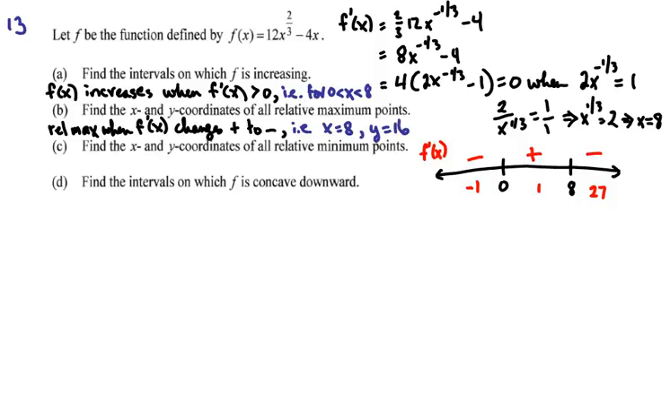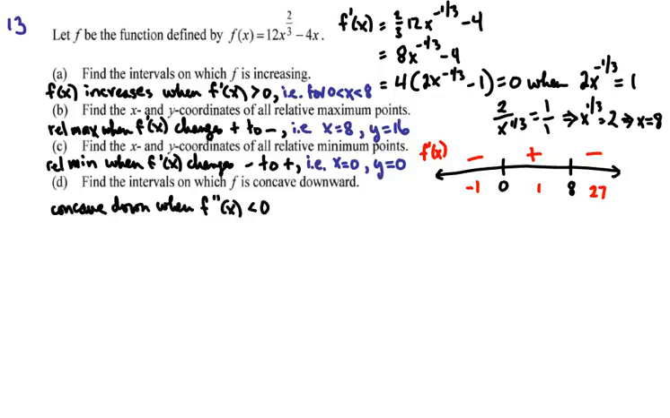Part C, the relative minimum points occur when f prime of x changes from negative to positive. And that will happen when x is equal to 0. Plugging x equals 0 into the original function, we get x equals 0, y equals 0.